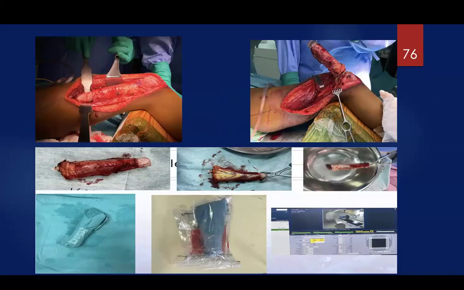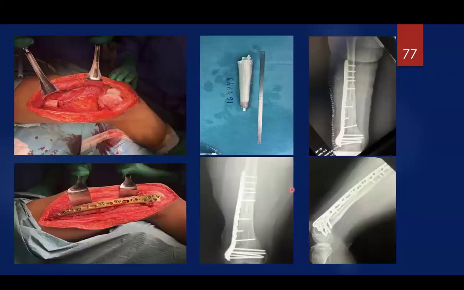So this is a tumor approached through a lateral approach, taken out completely, and then on a separate table, the periosteum was incised longitudinally and cleaned completely, wrapped many times, and sent for radiation. There is an actual image of the patient, and then we brought back the bone after irradiation. We reimplanted it back again in the femur, and this is his final.